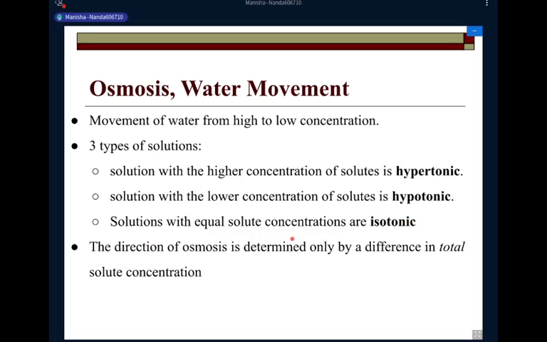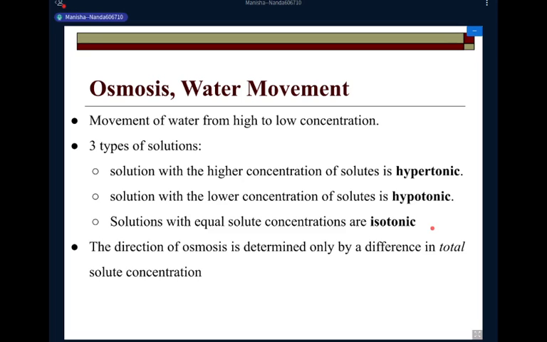So the direction of osmosis is determined only by a difference in total solute concentration. We have talked of all these factors once we have discussed the rate of passive transport that is going to occur, right? So when we talk of osmosis, a solution with higher concentration of solutes is called hypertonic. A solution with lower concentration of solutes is called hypotonic, and solutions with equal solute concentrations are isotonic, right? We just have to keep in mind that here we are not talking about the movement of any solute across the membrane. We are talking of the movement of water across the membrane, right?